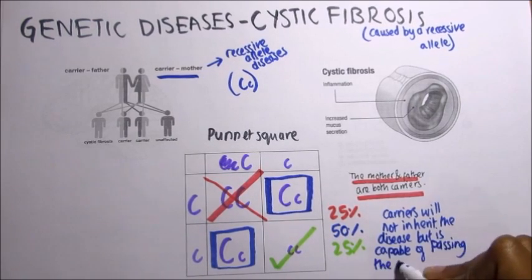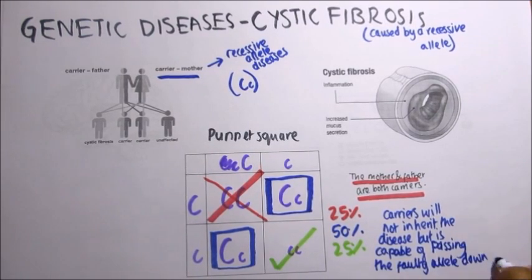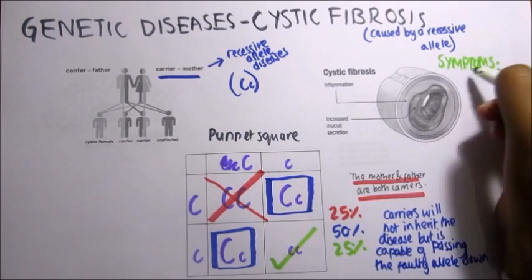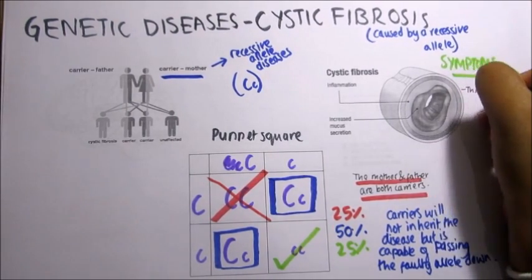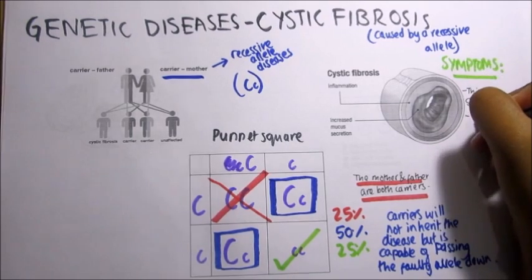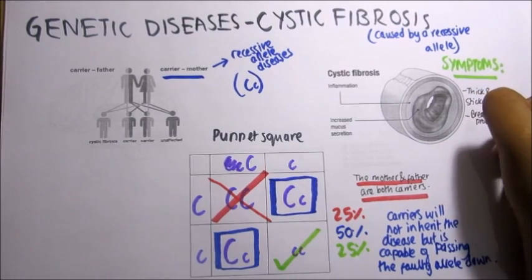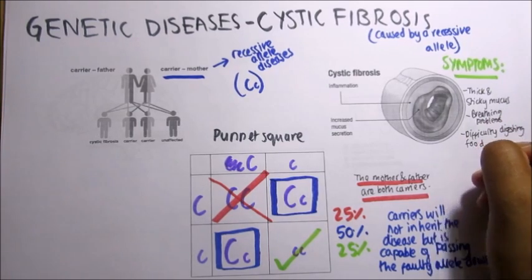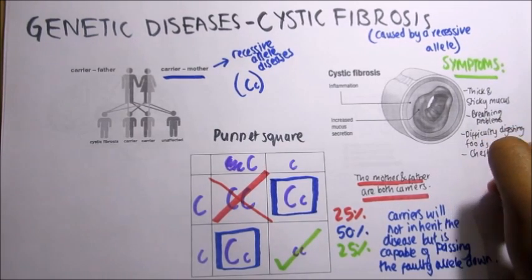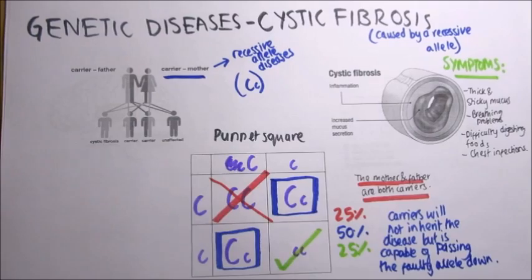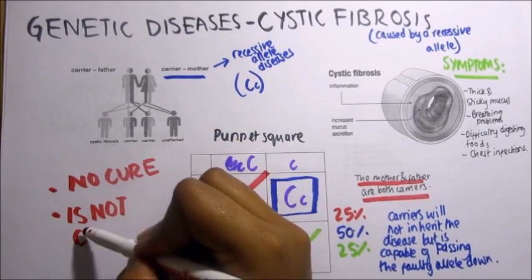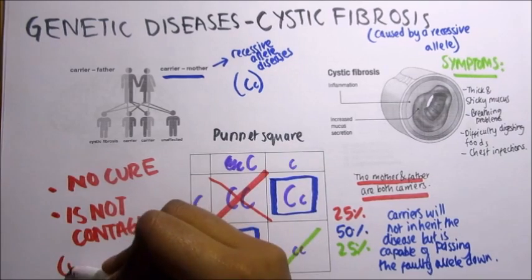Now, as well as knowing the probability, the symptoms of cystic fibrosis include a thick and sticky mucus, breathing problems, and difficulty digesting foods. Also, you will find that people with cystic fibrosis get severe chest infections, and there is no cure, and it is not contagious as it is a genetic disease, which means you cannot catch it.